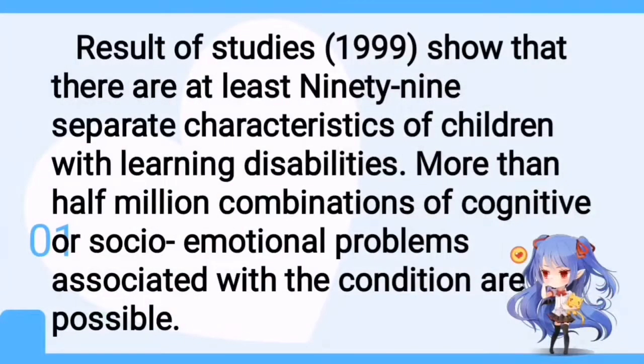So for today, I will discuss the learning and behavior characteristics of children with learning disabilities. Results of studies show that there are at least 99 separate characteristics of children with learning disabilities. More than 500,000 combinations of cognitive or socio-emotional problems associated with the condition are possible. The large number of learning characteristics makes it difficult to interpret research findings that can provide the basis for recommending effective teaching strategies. Learning disabilities may occur within the lifespan. The symptoms and characteristics can be manifested immediately after birth, during infancy, through the school years, and adulthood.